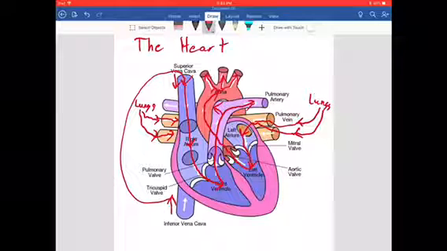This has been your Heart Anatomy 101, and learning this is very important for any basic physiology.